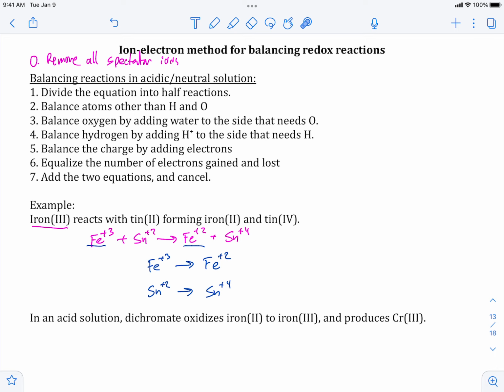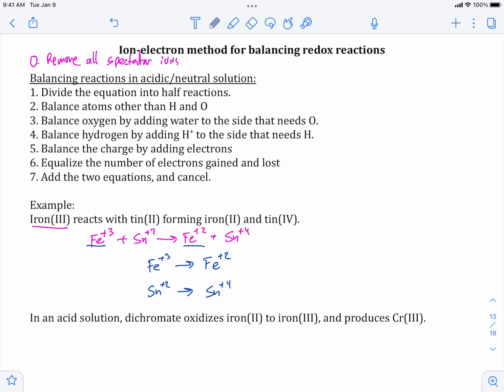Step 2, balance atoms other than H and O. Well, there's no H's or O's present in any of these, so we can skip that. Step 3, balance oxygen. There's no oxygen, so we skip that. Step 4, balance hydrogen. Again, no hydrogen, so we skip that. Step 5, balancing the charge by adding electrons.